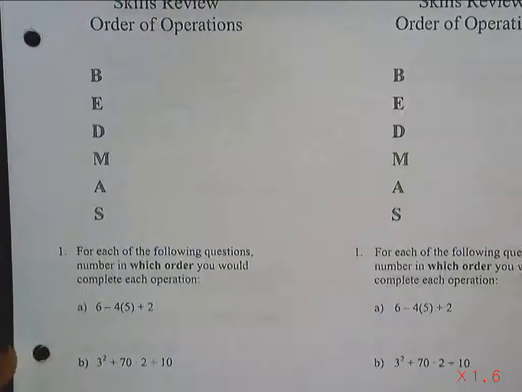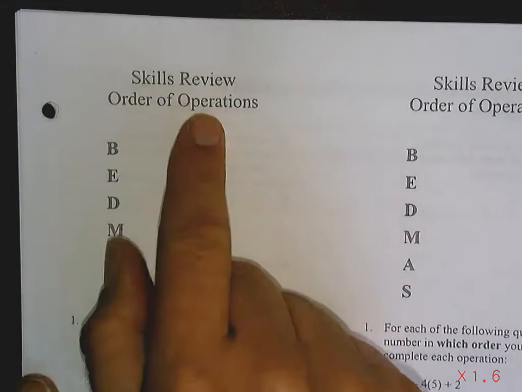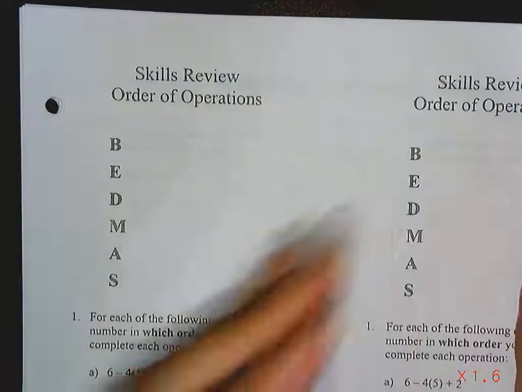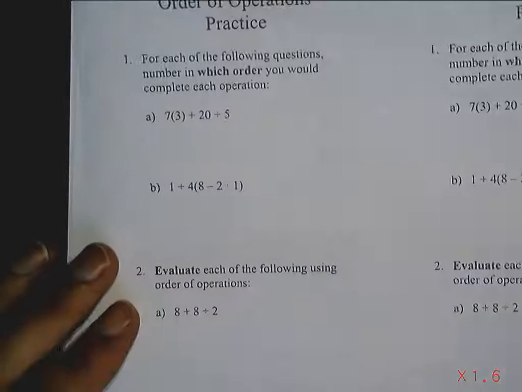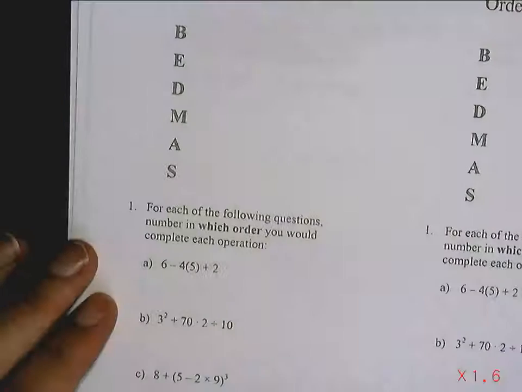Okay, ladies and gentlemen, so now we're taking a look at skills review of order of operations. You'll notice that this sheet is divided. It's a mirror image. These questions are repeated on this side. So what you are to do is go through and answer all of these questions on your own, on both sides, and then we're going to come back and I'm going to take up the solutions.